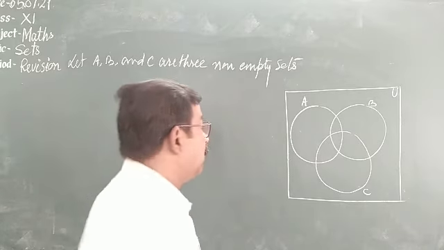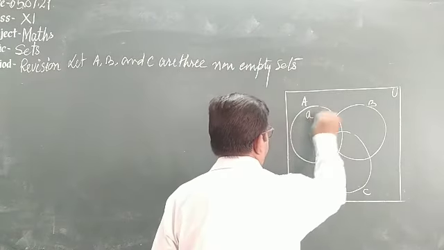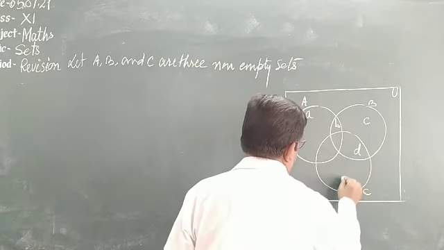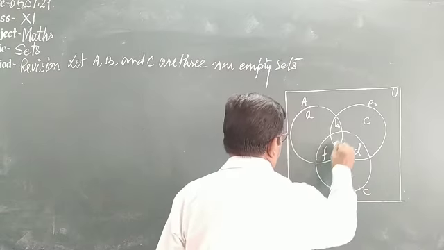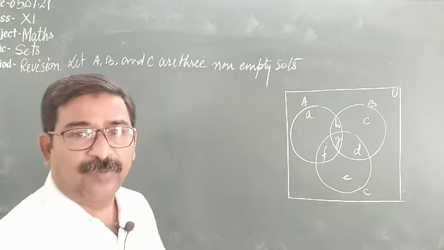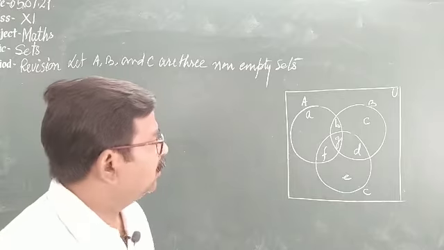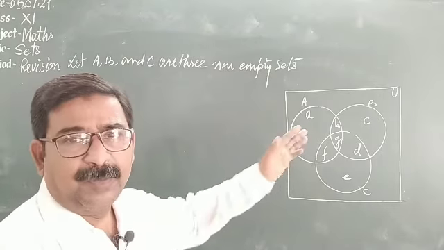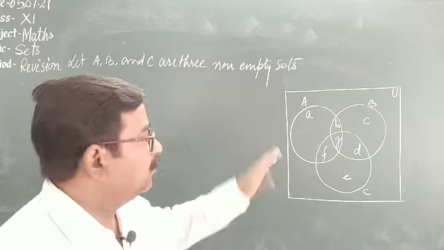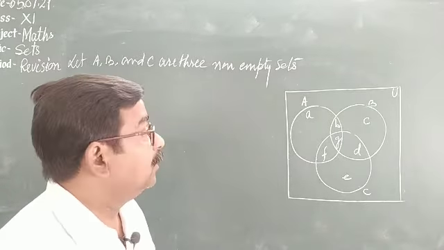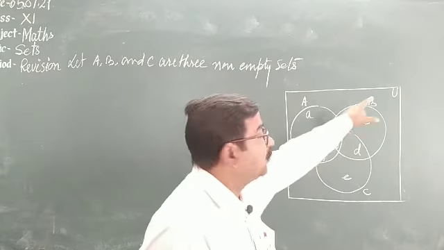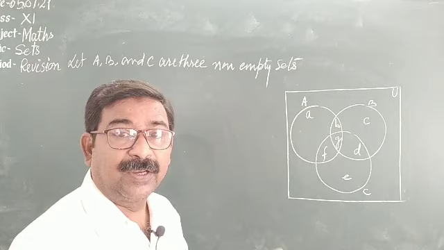You can write the name of each section. Suppose this is A, this one is B, this one is C, this one is D, this one is E, this one is F, this one is G. If you are going to find the union of the sets, you can add A plus B plus C plus D plus E plus F plus G, all the sum, and you get the union. Now if we are going to find none of them, subtract the union from U, the universal set, and you get the result.